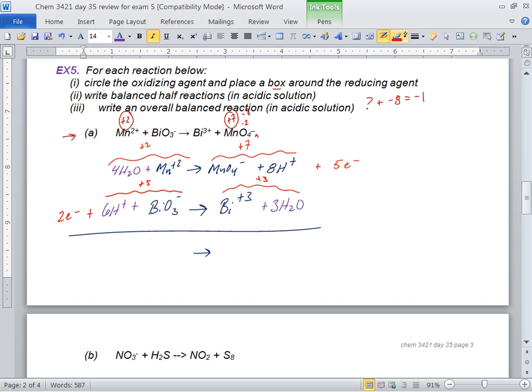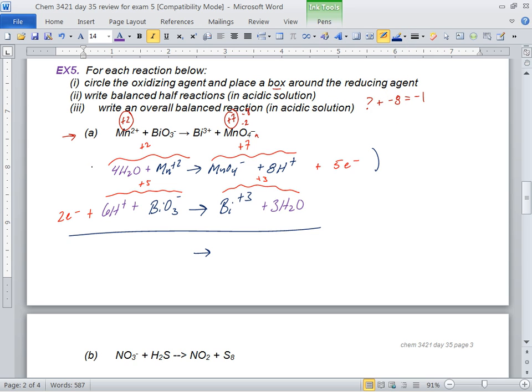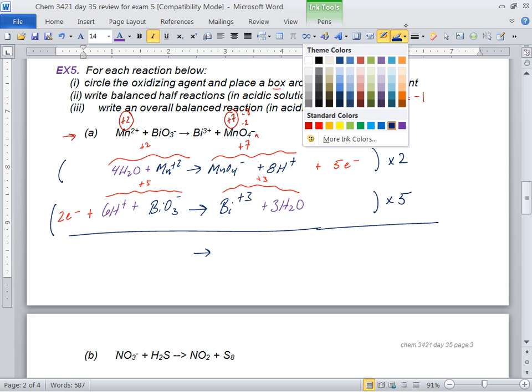Okay, now you got to get stuff to cancel out. You have 2 balanced half reactions. So you got to multiply through the whole side by 5. Both sides by 5 for the bottom one. Both sides by 2 for the top one. Then we get stuff to cancel.